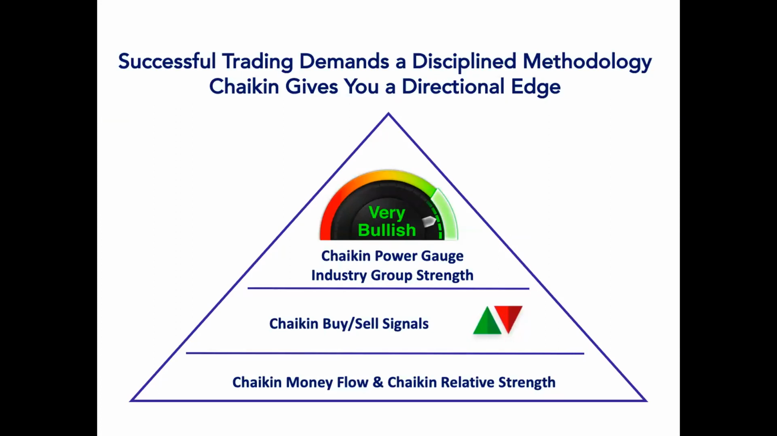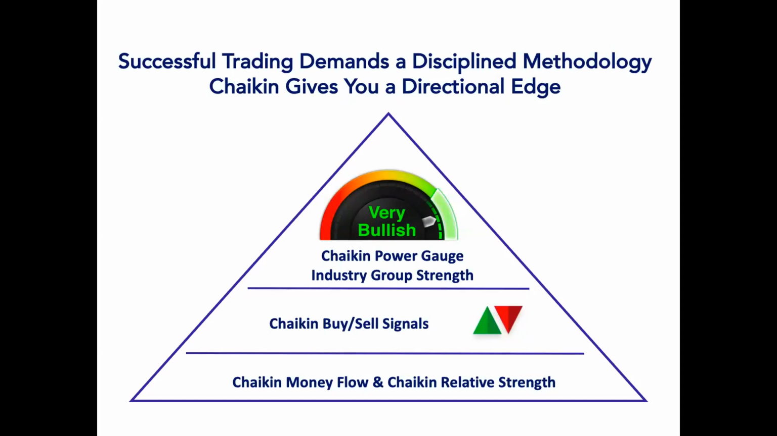Now, summing this all up, successful trading demands a disciplined methodology. That's encapsulated in this pyramid, and the Chaikin power gauge rating gives you a directional edge. So at the top of the pyramid, the power gauge rating, we also think, as we said earlier, industry group strength is really important. The bottom of the pyramid, just those 2 technical indicators, Chaikin money flow and Chaikin relative strength. And then in the middle, the sweet spot, buy and sell signals.